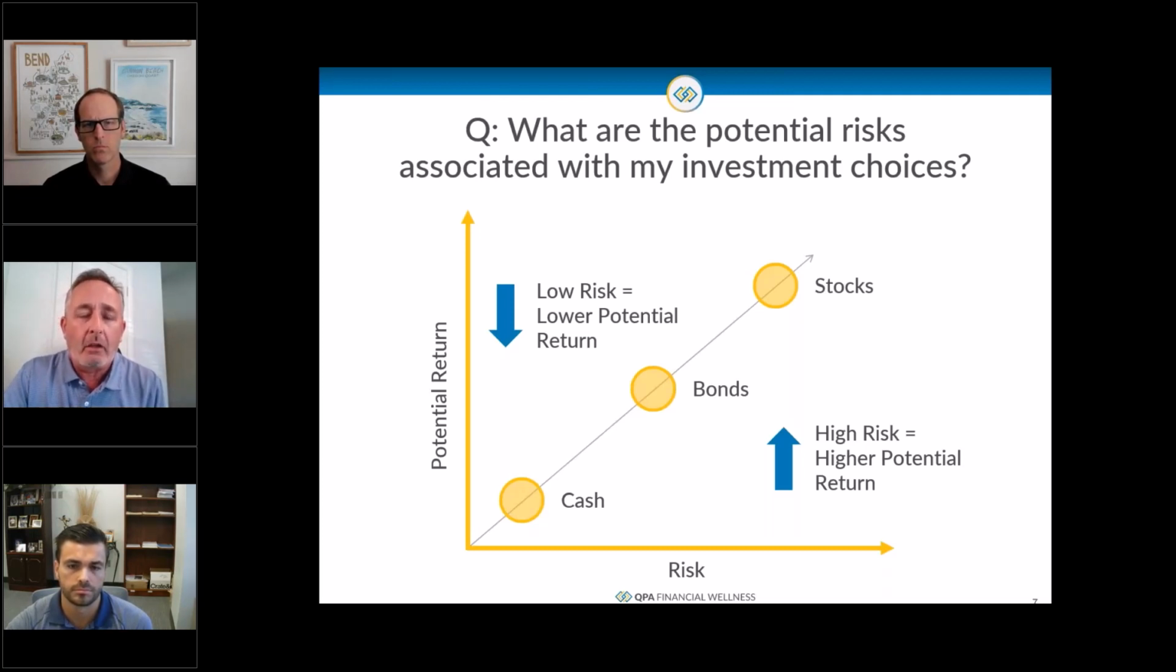You're not going to have a lot of wild ups and downs. And then moving up, as we see, there's bonds. So bonds, as a debt instrument, you're loaning an entity money and getting probably a stated rate of return, right? So you know what to expect. It's not going to wow you. It's not going to be very exciting.